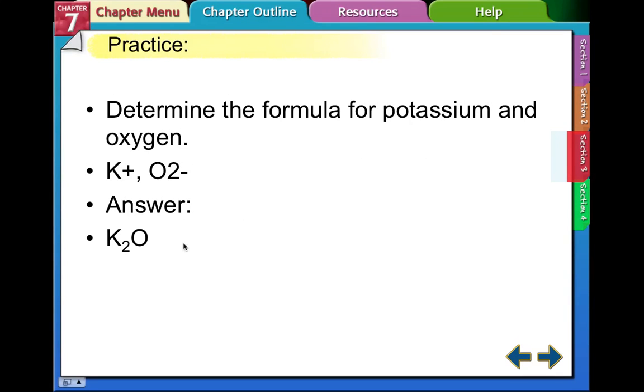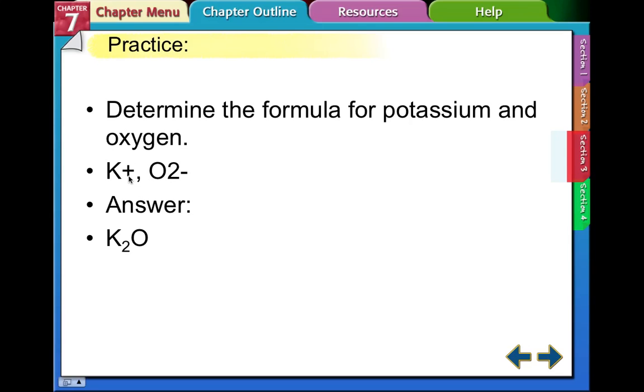Okay, so let's look at what we have here. We need to determine the formula for potassium and oxygen. If you look at your periodic table, you can see that potassium is a +1 and oxygen is a -2. These should be subscripts. So potassium with a +1, oxygen with a -2. We know that the cation has to go first, so potassium goes first. We know the anion goes second.